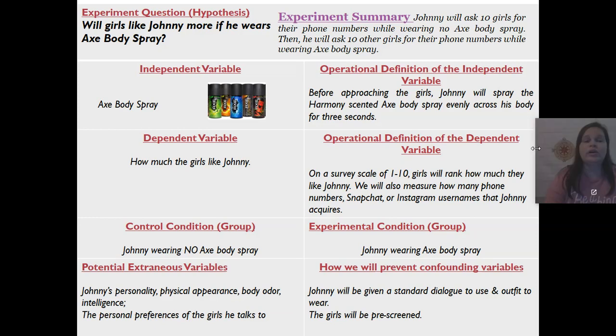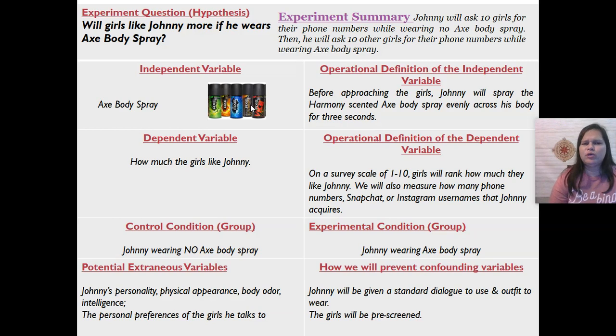So we're saying for our independent variable, just saying we're using Axe body spray is not enough. So we're going to say before approaching the girls, Johnny will spray the Harmony scented Axe body spray evenly across his body for 3 seconds. So we're saying what kind of spray and we're saying how much. So we've clarified that now.